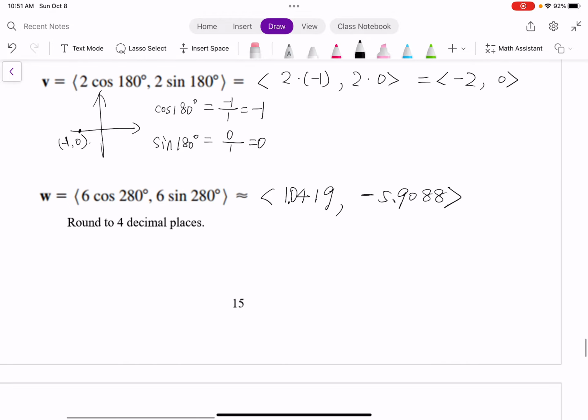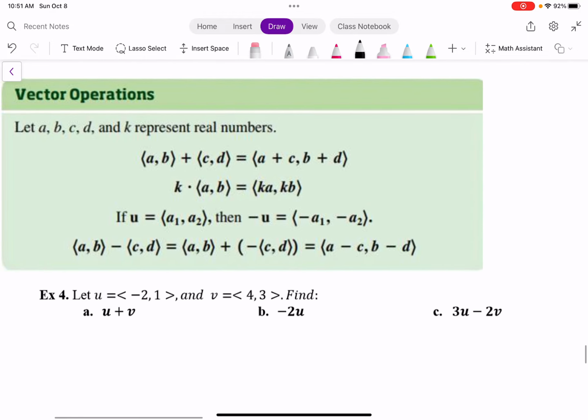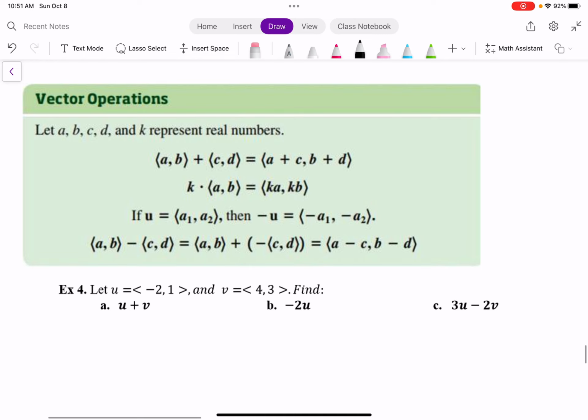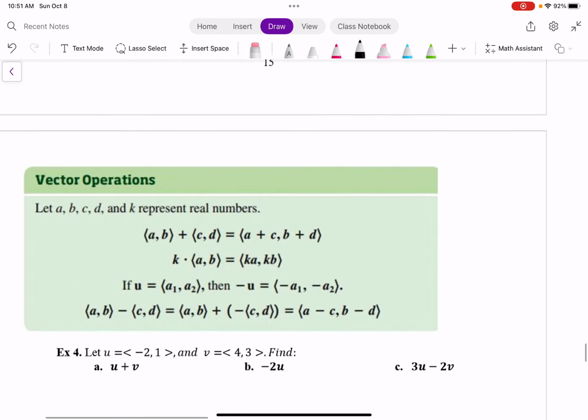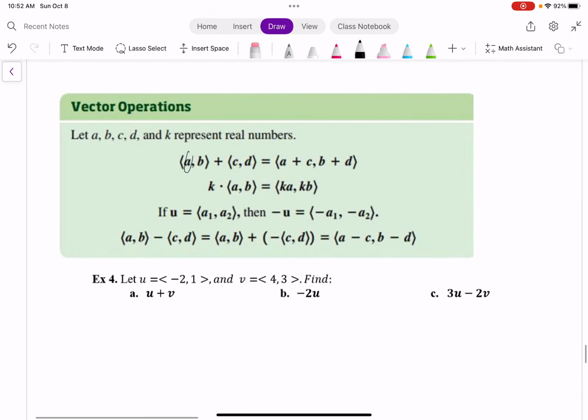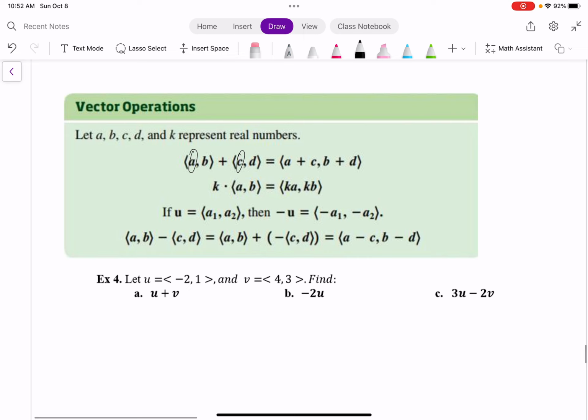Let's see the next part, vector operations. Let a, b, c, d, and k represent real numbers. They could be any real numbers. The first vector a comma b plus the second vector c comma d gives horizontal component plus horizontal component, a plus c, comma b plus d. So the sum of two vectors is also a vector.